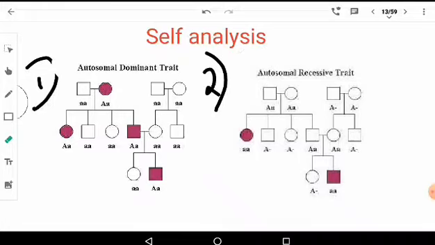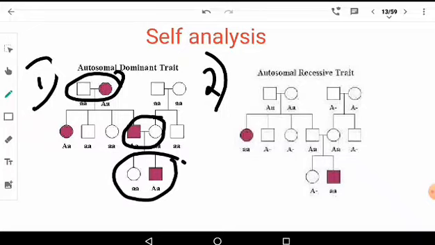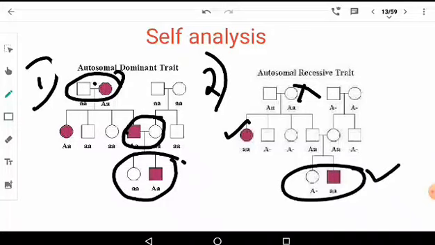Now, why did this become autosomal dominant? Because the first generation is affected, and here the parents are affected and the offspring is affected. Here also the parents are affected, the offspring is affected, so it is an autosomal dominant trait. Whereas here the parents are not affected but the offspring is affected. Here also the offspring are affected but the parents are not affected, so it is going to be an autosomal recessive trait.